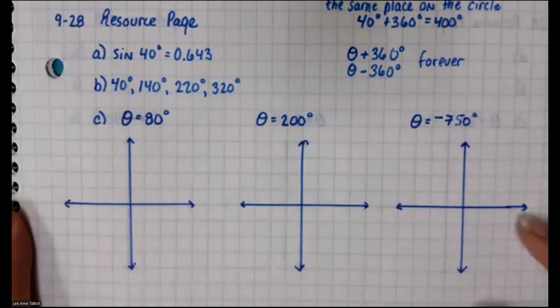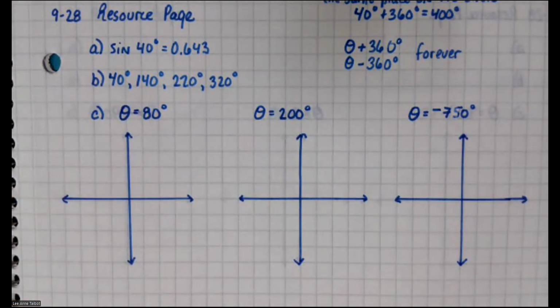Okay, last thing for the day. We're going to graph each of these angles. We're not going to do it with a protractor. We're going to do it by sketching. We're going to find the other three spots on the circle that would have the same angle. Notice I didn't draw circles. I don't need circles.